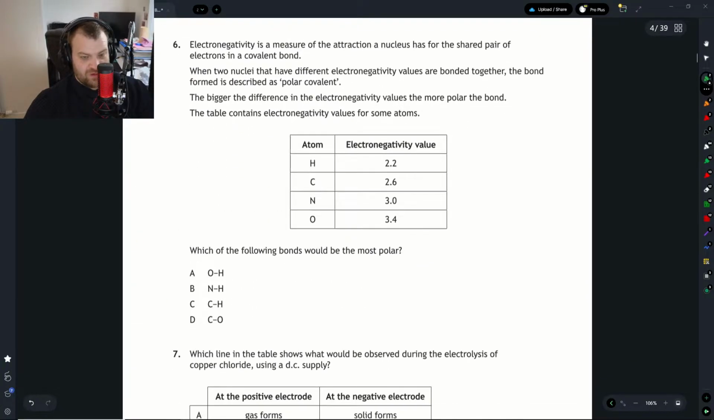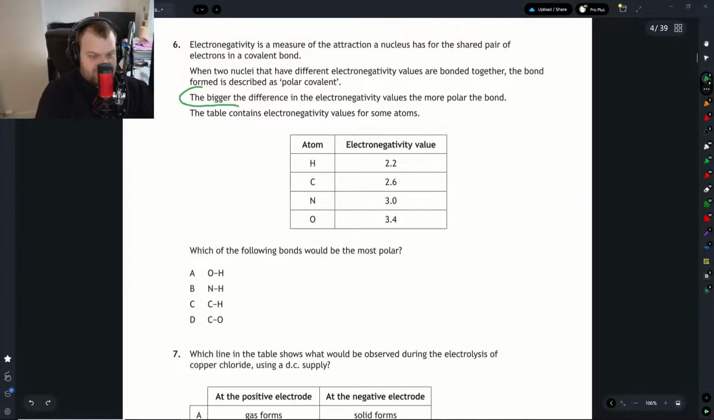Moving on. Here, we're told about a term that's used at Higher Chemistry, but here we are having it defined for us. It's the measure of the attraction a nucleus has for the shared pair of electrons. When 2 nuclei that have different electronegativity values are bonded together, this is described as being polar covalent. The bigger the difference in electronegativity values, the more polar the bond. We have our values here. We're wanting the one that would be the most polar.